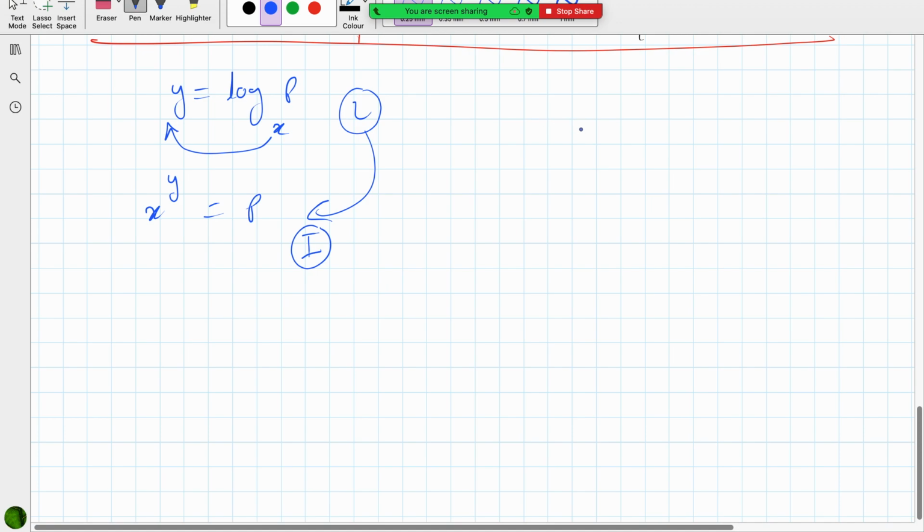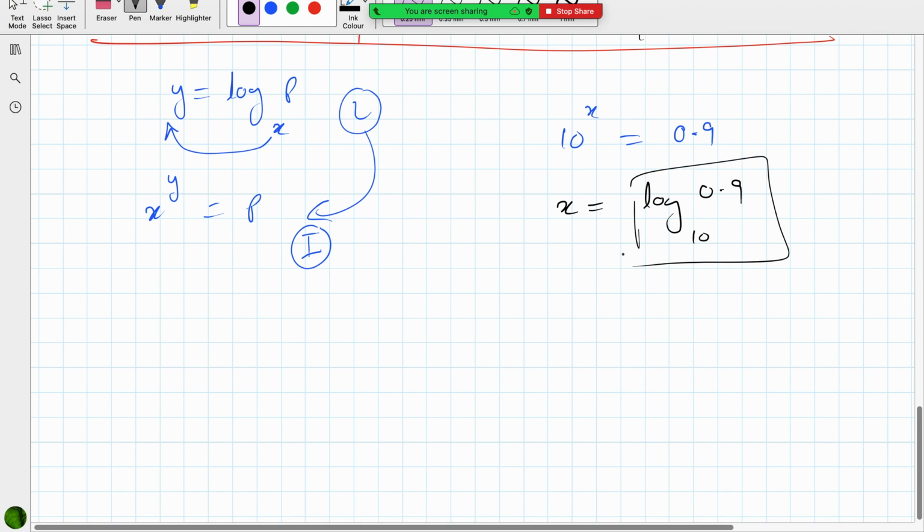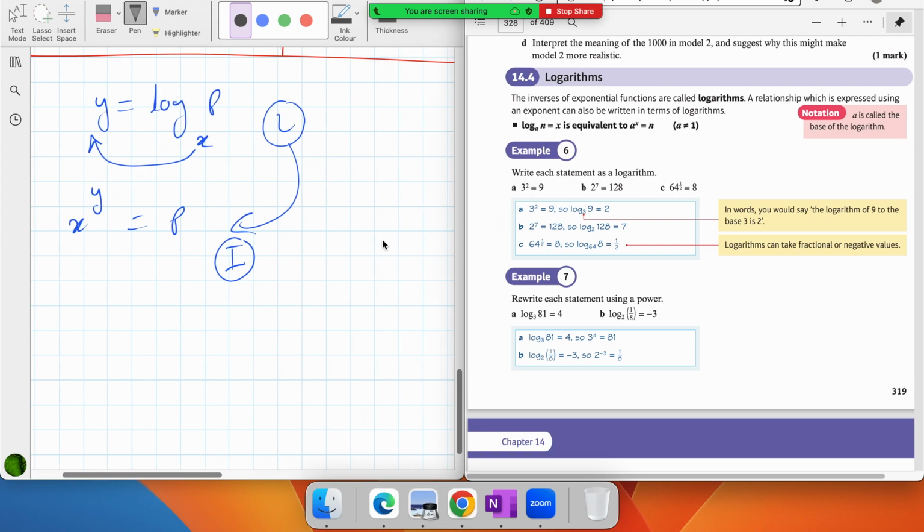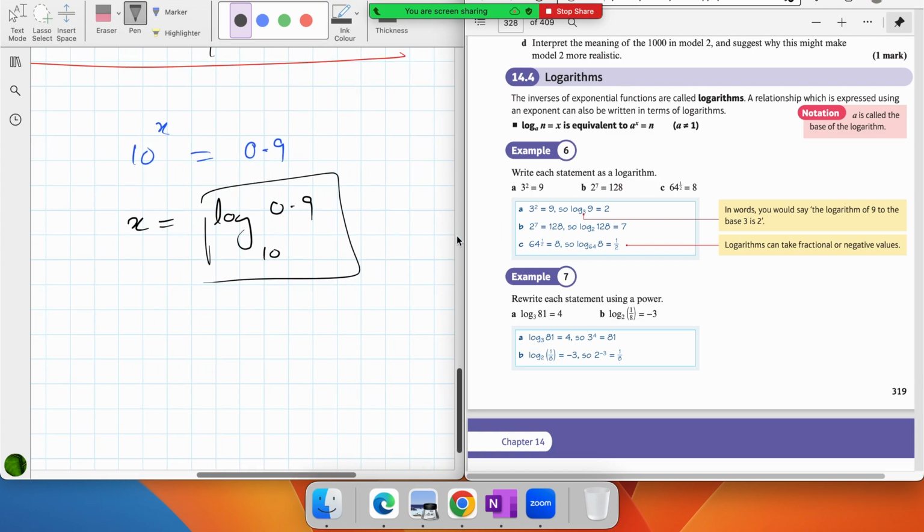For example, we have 10 raised to the power x is equal to 0.9. So value of x would be, we apply logarithms. This is x is equal to log 0.9 to base 10. So you can punch this number in your calculators. Yeah, 0.9. Minus 0.046. That's x.